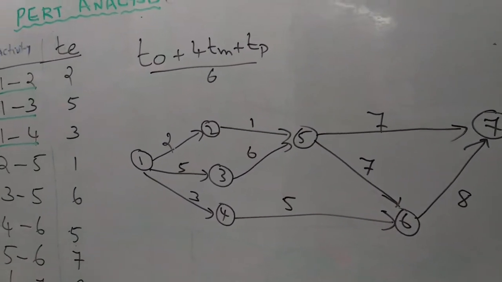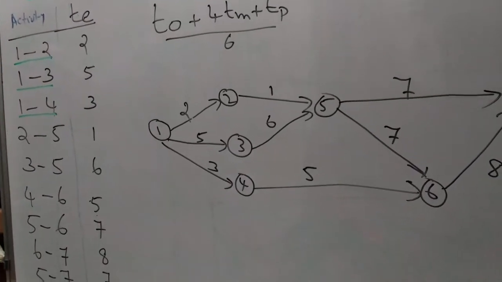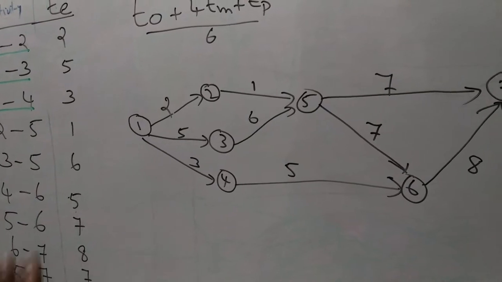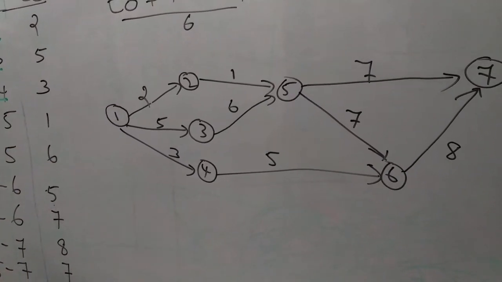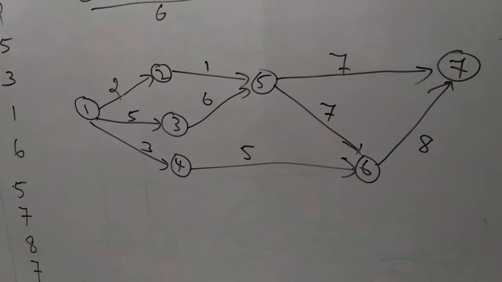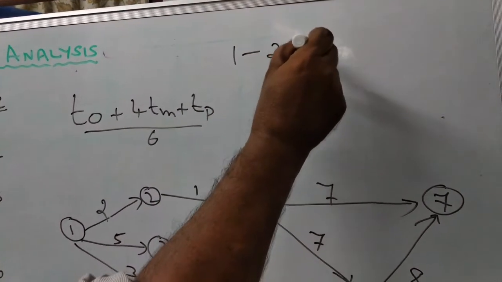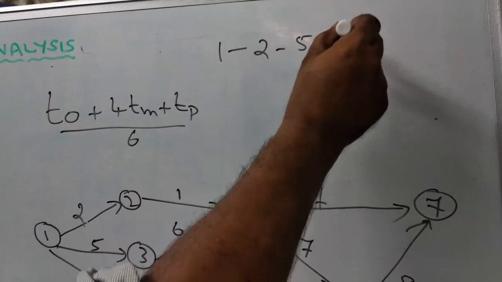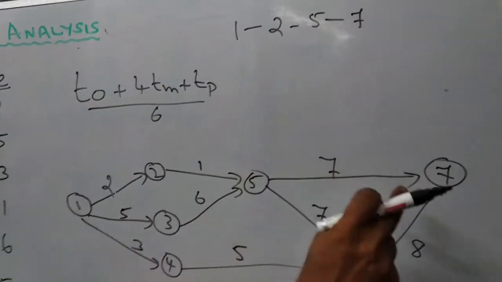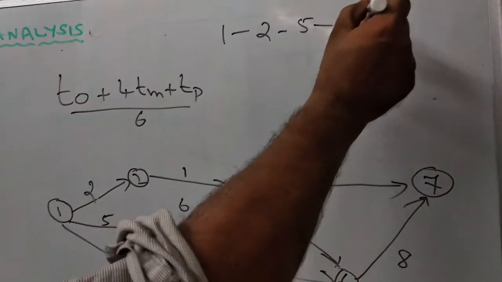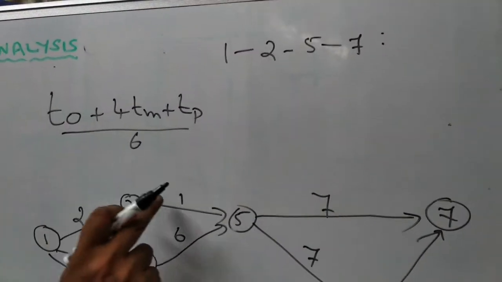The next step is calculating the critical path method. There are two different methods. From this diagram, we list all the paths. The first path is 1, 2, 5, 7, starting from 1 and ending at 7. Its duration is 2 plus 1, 3, plus 7, 10.